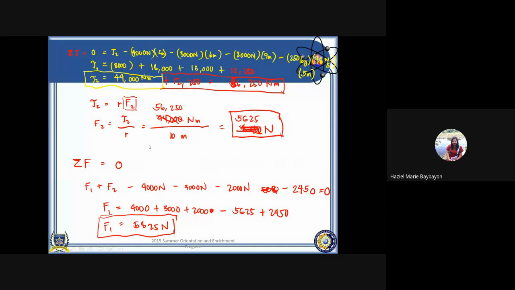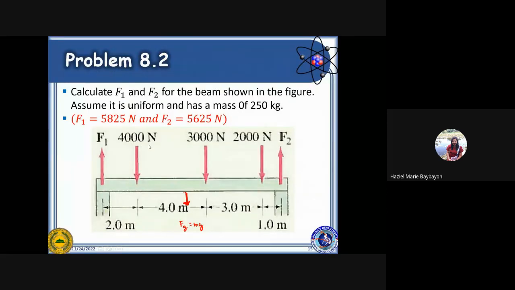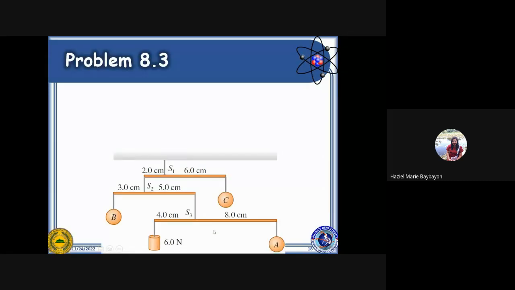Alright. So let us see kung correct ba tong answer. Yes, correct na tong answer. So F1 is 5,825 newtons and F2 is 5,625 newtons. Okay. This one is, I don't want to solve this one. But this is interesting.